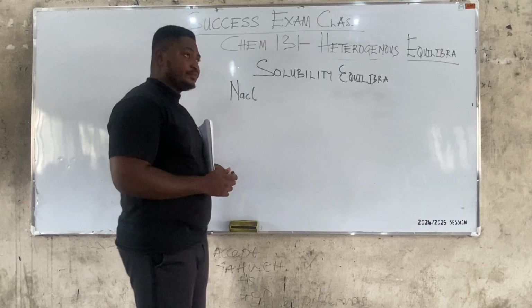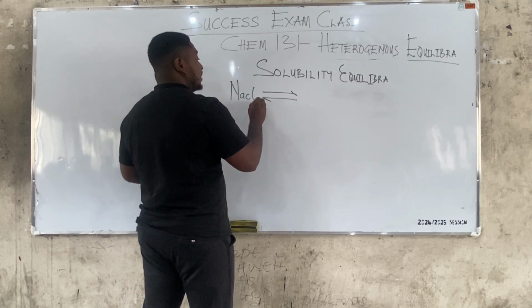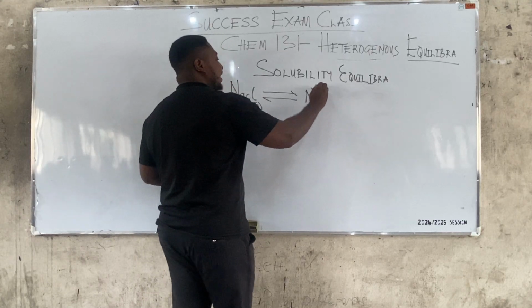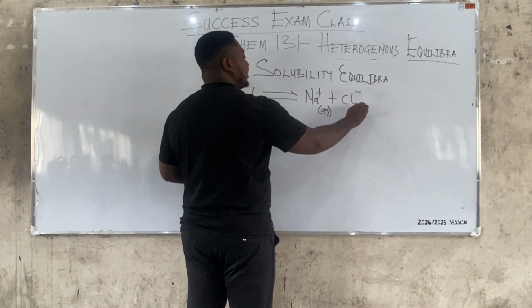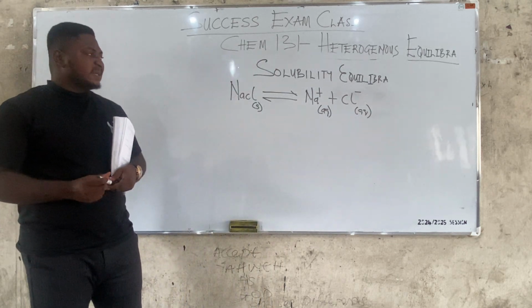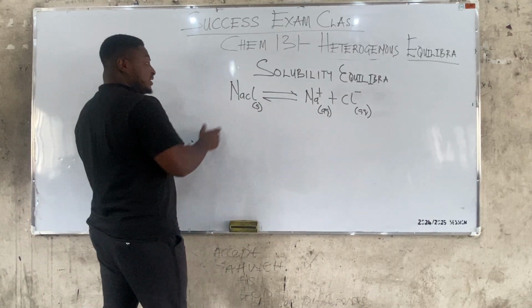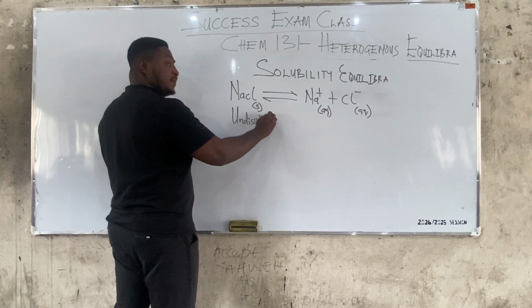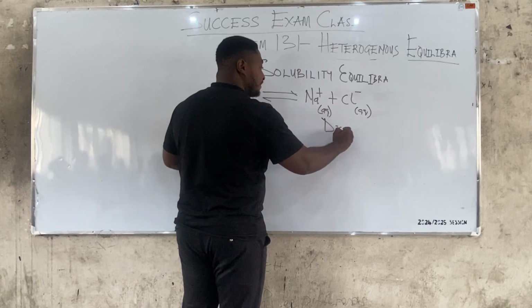Class, look at this salt, NaCl. This salt is a solid, class. When it dissolves into its component ions, Na plus and Cl minus, as soon as the salt dissolves, it is no longer in solid form. It's now in aqueous form. But class, there's equilibrium that exists between the undissolved and dissolved salt. So when the salt is a solid, it has not yet dissolved, right? So this is the undissolved part of the salt. As soon as the salt is now in aqueous form, it's now dissolved.